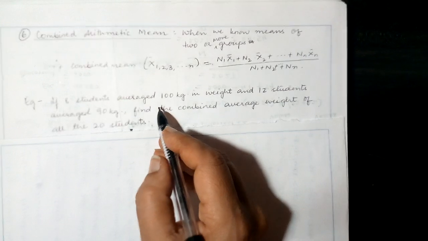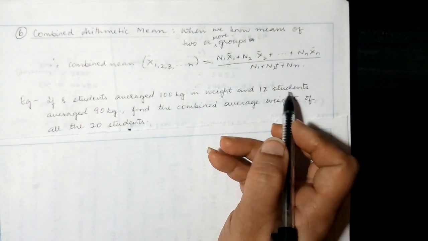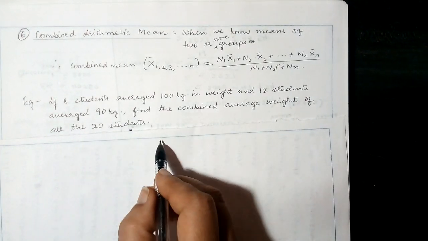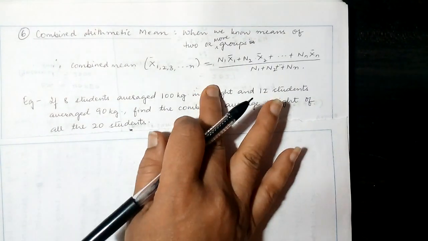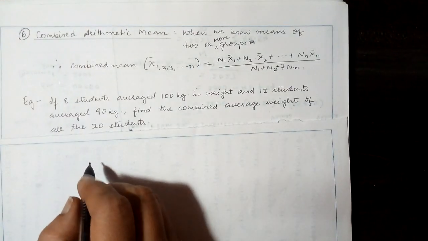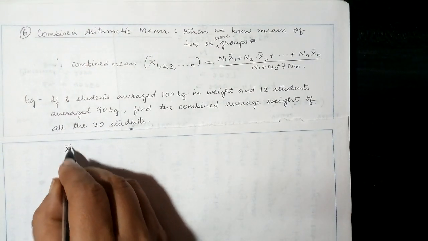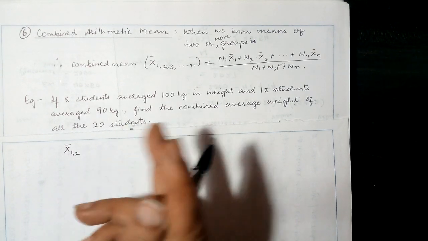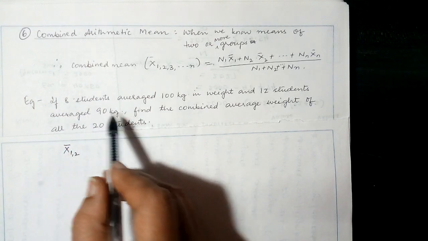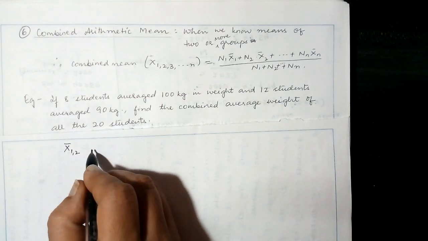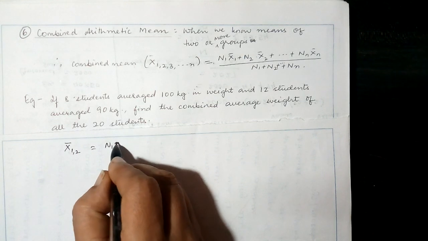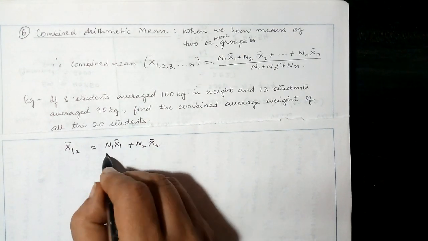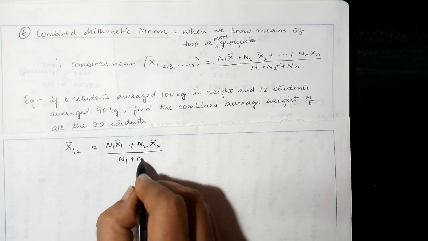If 8 students average 100 kgs in weight and 12 students average 90 kgs, find the combined average weight of all the 20 students. We know the formula for how to calculate. Let's write down the combined average, x bar 1 and 2. We write 1 and 2 because we are given two sets, one for 8 students and one for 12 students. So this would be equal to n1 x bar 1 plus n2 into x bar 2, divided by n1 plus n2.